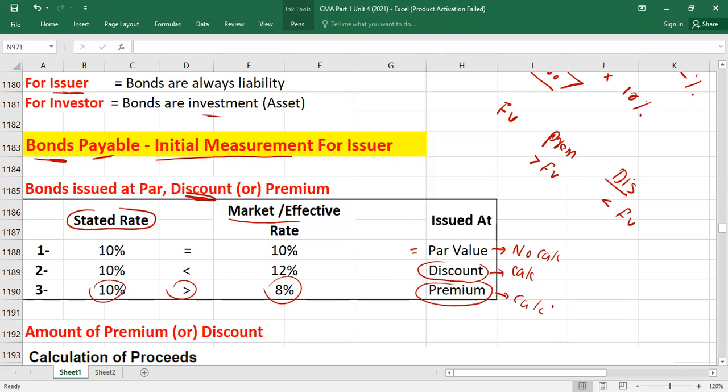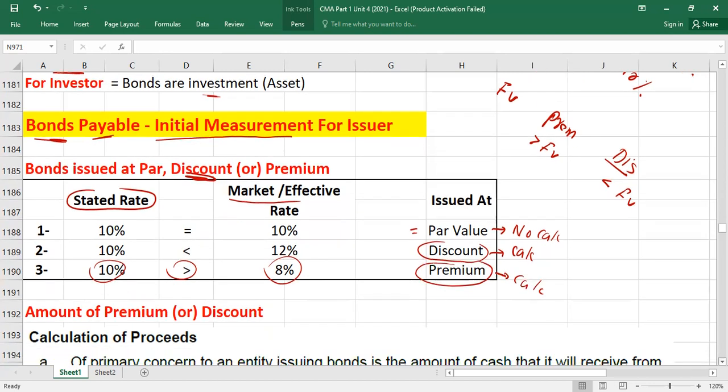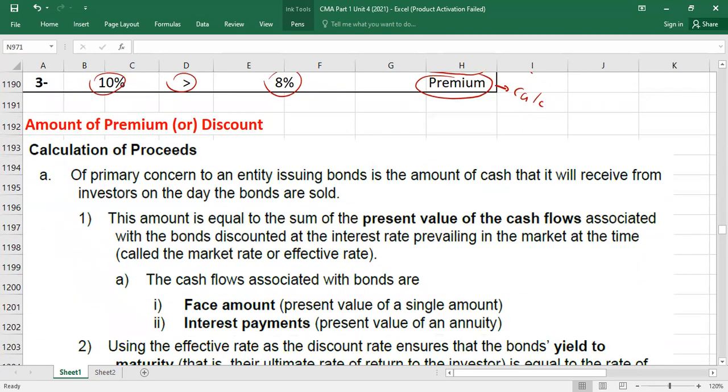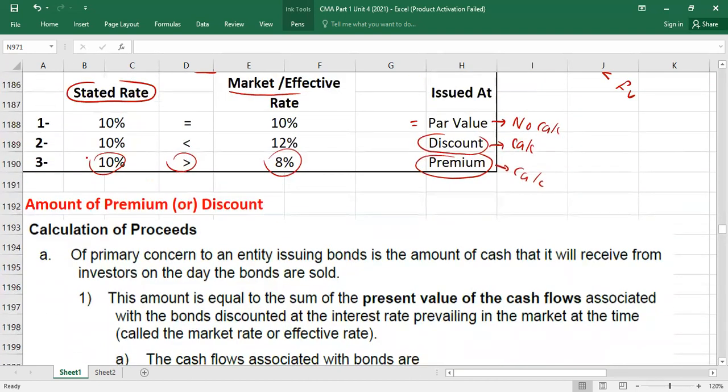Okay, so how is it going to work now? Now guys, as I told you, if your stated rate is less than or greater than the market rate, it will be a case of discount or premium, right? And it requires calculation. So that is why we are now going to learn how to calculate the amount of premium or discount.